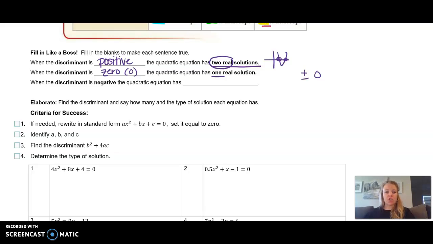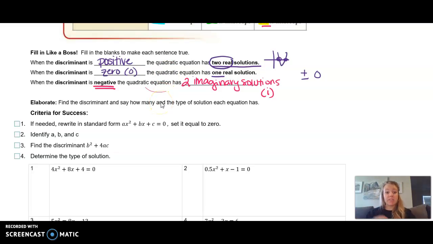And the last one is when our discriminant is negative, meaning that b squared minus 4ac is negative, the quadratic equation is going to have 2 imaginary solutions, meaning we're going to have i. So remember, that means we're going to have i somewhere in our solutions.